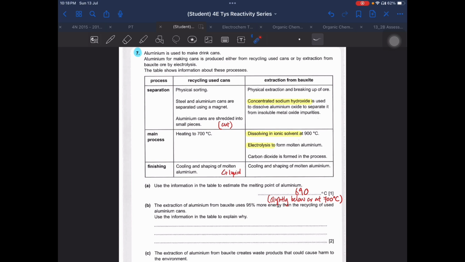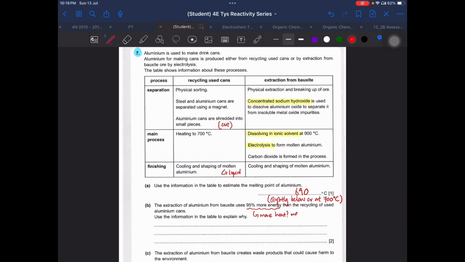Next, let's move on to part B. Part B says that the extraction of aluminum from bauxite uses 95% more energy than the recycling of used aluminum cans. You're supposed to use the information in the table to explain why. We don't expect students to know the extraction from bauxite in terms of the reaction and the chemistry, but we expect students to know how to use the table. So, more energy could mean a few things. More heat.